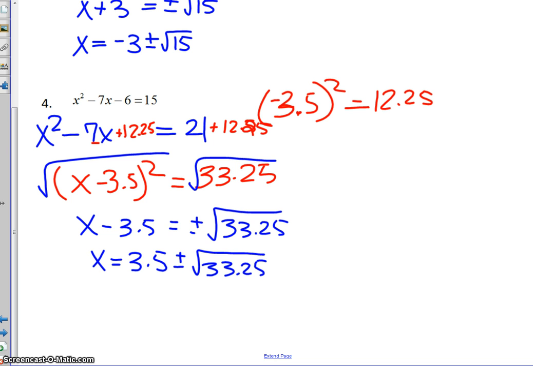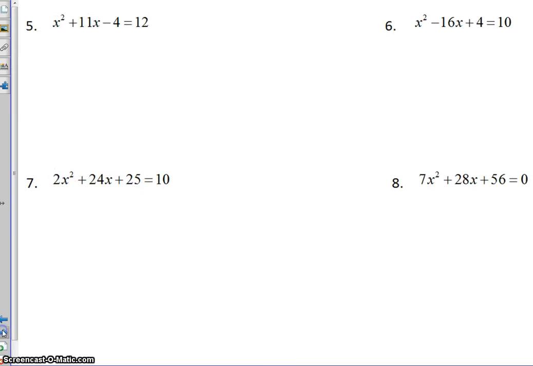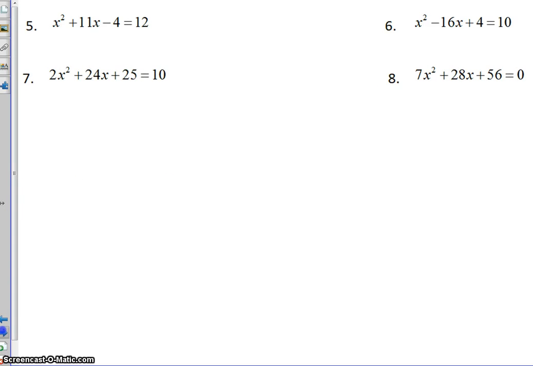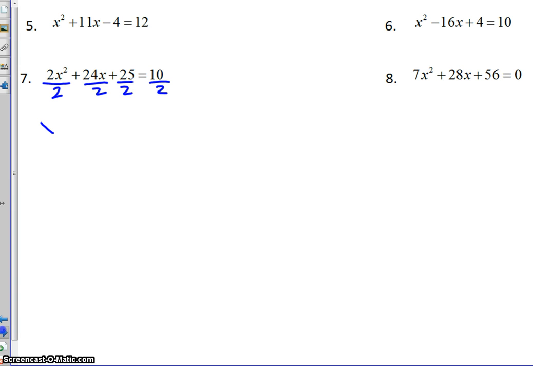Okay, now let's do another example. I want to do problem number 7 now. So let's look here at problem number 7. Number 7 is unique in that it's our first problem where we have a coefficient that's not a 1. And in order for completing the square to work, you have to have a coefficient of 1. So I'm going to divide everything here by a 2. You're going to divide it by whatever gives you a coefficient of 1.